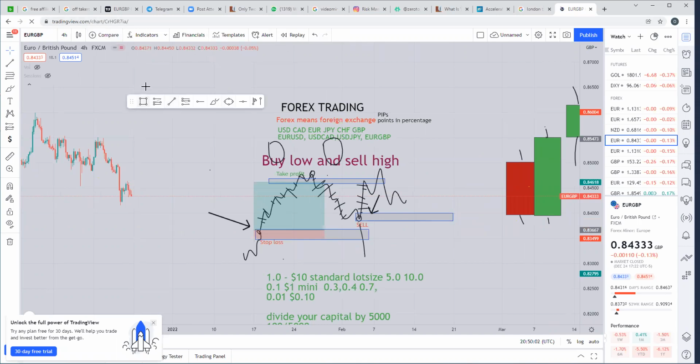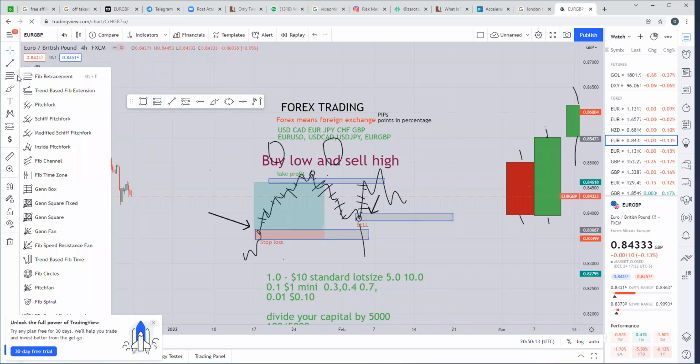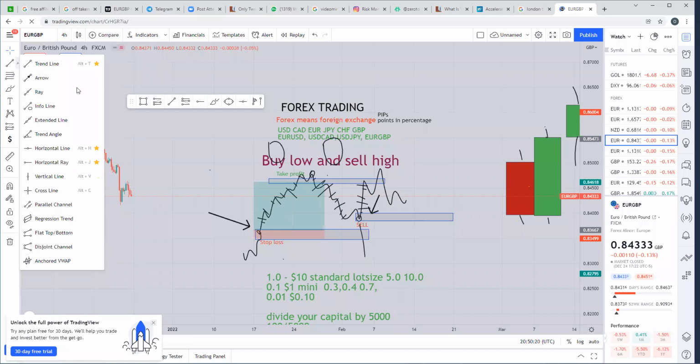One of the things you are going to be doing is using a rectangle like this to draw out your zone. This is for you to put on a long position or a short. This is the long position. This helps you. So here you can see trend line. You can see the arrow, the ray, info line. These are the ones that you use to draw your lines.